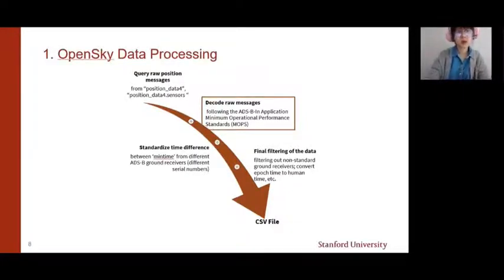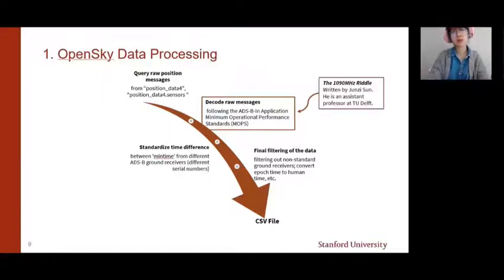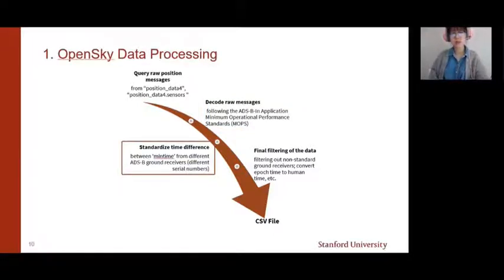If you are new to decoding ADS-B raw position messages, I highly recommend reading the book written by Junzi Sun called The 1090 Megahertz Riddle. It has a very nice summarization of the key points in MOPS. The third step, which is the most important step, is trying to standardize the time difference between different ADS-B ground receivers. And why is that important?